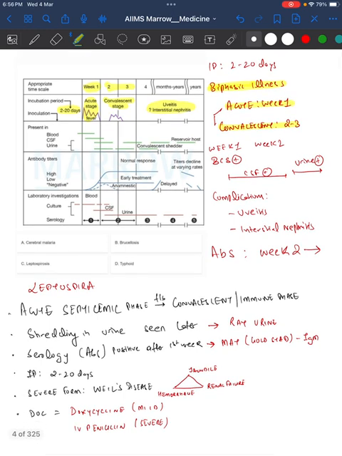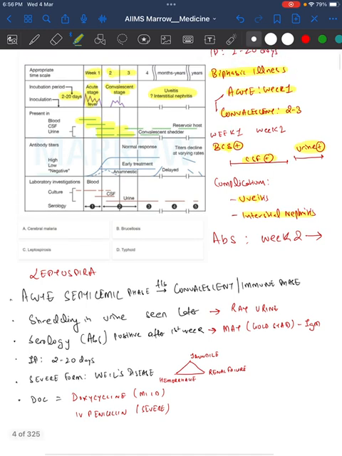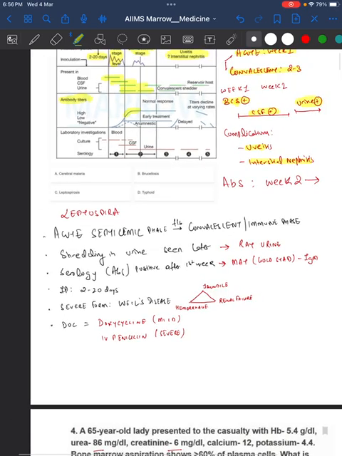Then in week 1 the blood culture is positive. CSF is mostly positive in weeks 1 and 2. Then there is later shedding of the organism in urine, so urine positivity comes later in the course of the disease. And the complications we have learned are uveitis and interstitial nephritis. Another thing is antibodies start to rise in week 2. So this classical presentation is of leptospira. The answer for the question is of course leptospira.